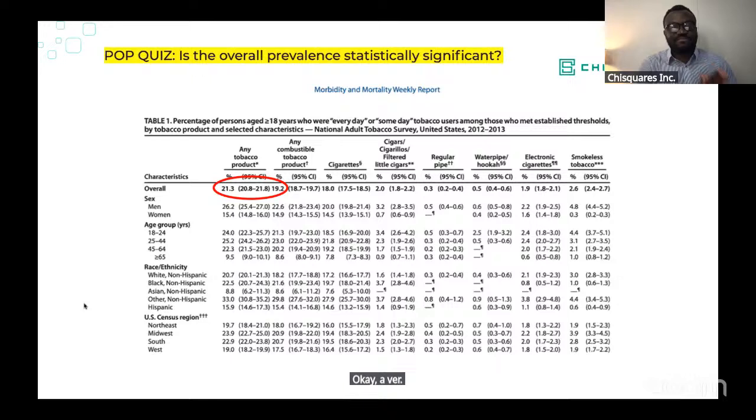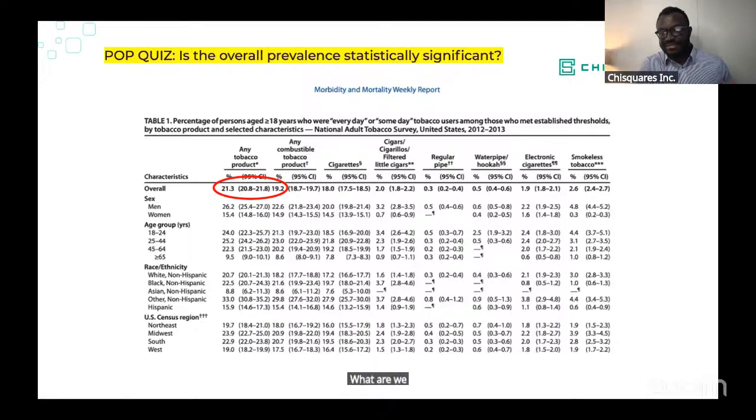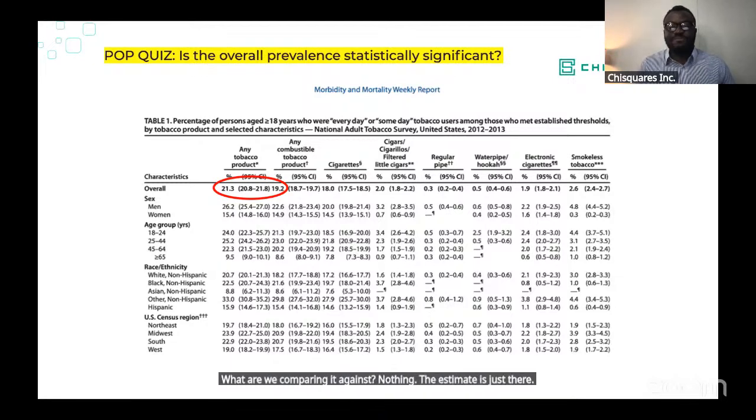The presence or absence of a p-value is not what makes the question nonsensical. When we have a p-value, it means that we are comparing two things. Look at the question again: is the overall prevalence statistically significant? All you have is one number. So when we say the overall prevalence, what are we comparing it against? Nothing. The estimate is just there, and we're not comparing it against anything. So that is lesson number 1 of the day.